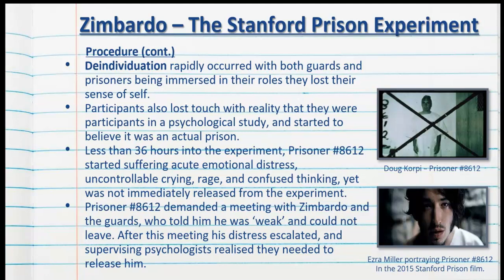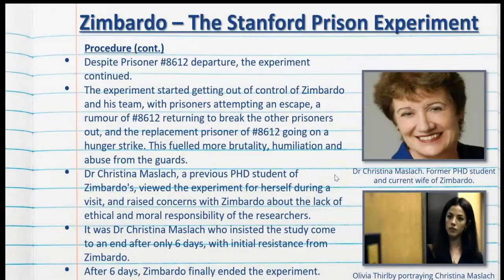Prisoner 8612 demanded a meeting with Zimbardo and the guards, who told him he was weak and could not leave. After this meeting, his distress escalated, and supervising psychologists realized they needed to release him. At first, Zimbardo believed that 8612 was faking it, hence he kept him in the experiment. Despite prisoner 8612's departure, the experiment continued.